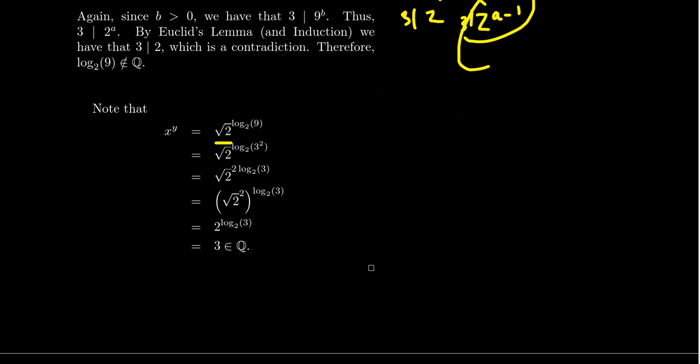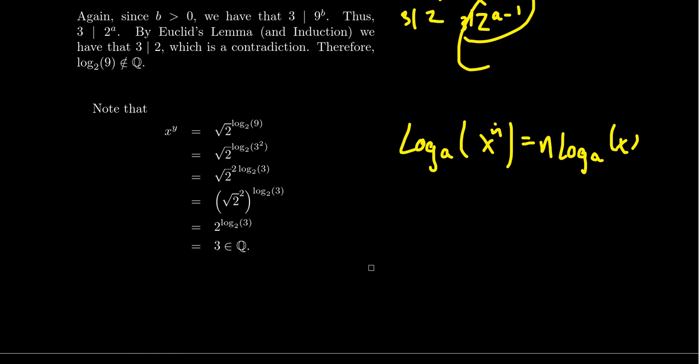If you take the square root of 2 to the log base 2 of 9 power, things to note here is that 9 is the same thing as 3 squared. Property of logarithms: if you have a log base, say, a, and you have a number x to the n power, this is equal to n times log base a of x, like so. Exponents inside come out as coefficients. We're going to do the same thing here. This 2 comes out, so we get 2 times log base 2 of 3.